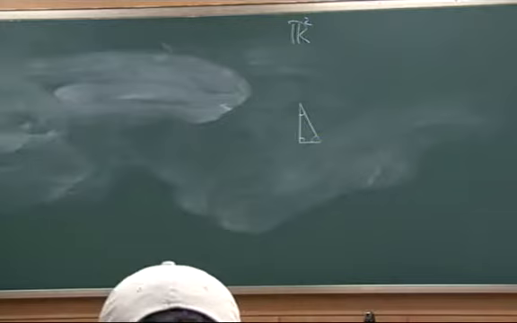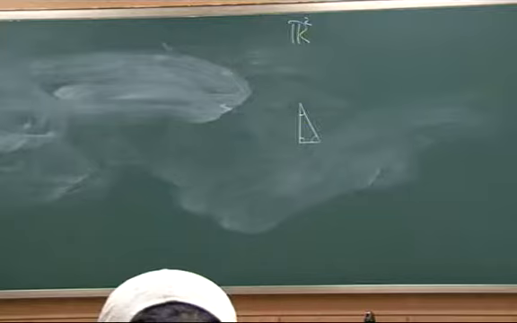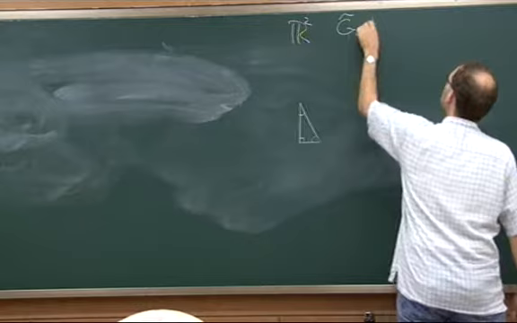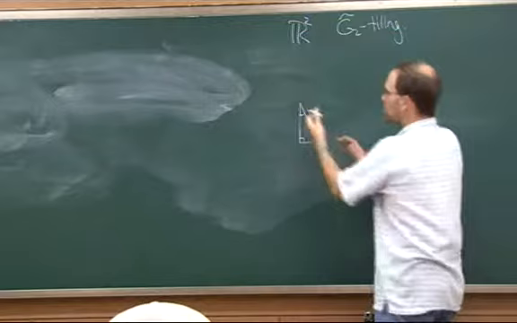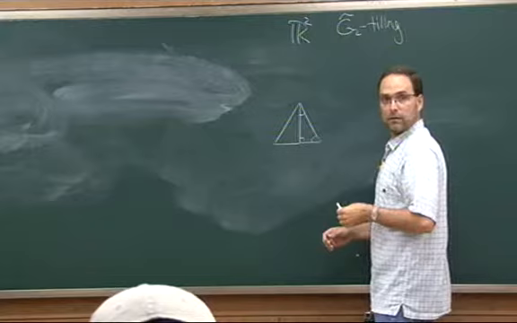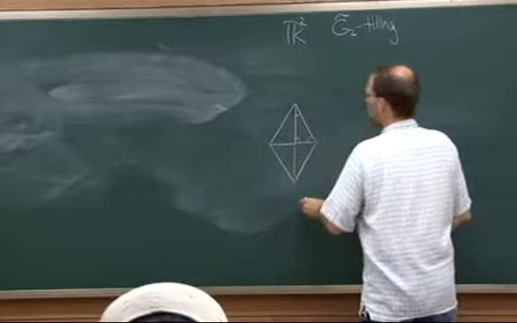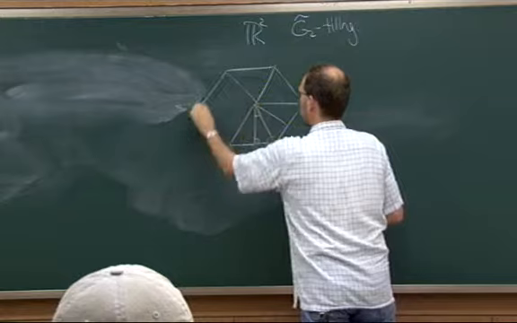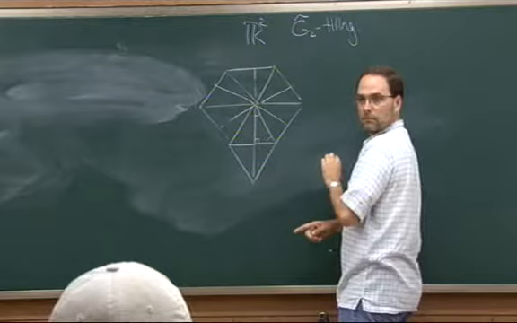6, 3, 2. Pi over 6, pi over 3, pi over 2. So this is the G2 tilde tiling. What happens if I start reflecting in the sides? If I reflect in this side, I'm going to get an equilateral triangle. I could also reflect in this side, get another equilateral triangle. If I start reflecting around these two, what am I going to get? I'm going to get a subdivided hexagon. And I'll continue on.